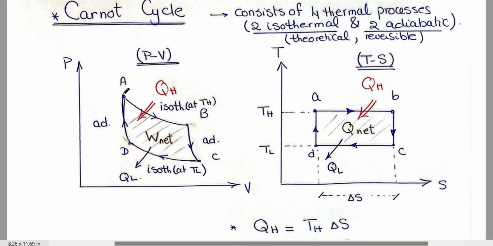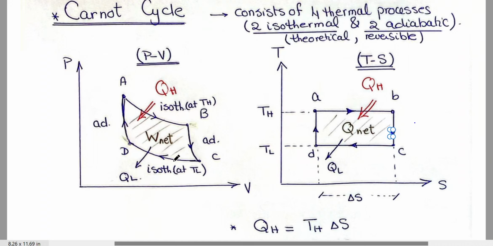Now we want to draw the same cycle in the TS diagram. In the TS diagram, from A to B, the isothermal process is a horizontal line at constant temperature TH. Then from B to C, it's an adiabatic process. It will be a vertical line because in the adiabatic process, we don't have change in entropy. So drawing ABC in the TS diagram will be a horizontal line, then a vertical line.